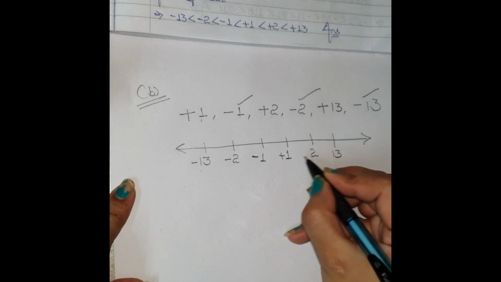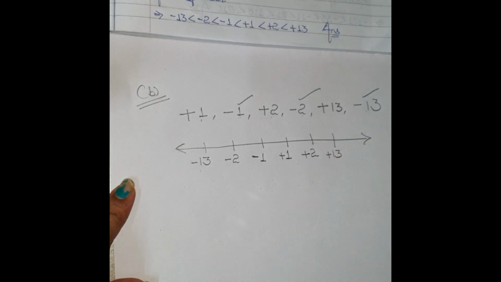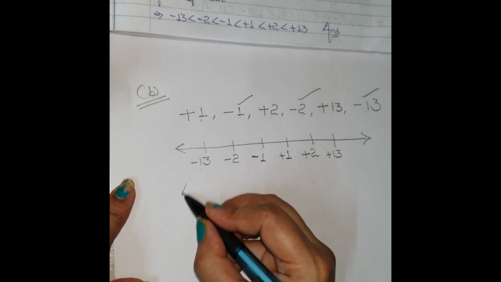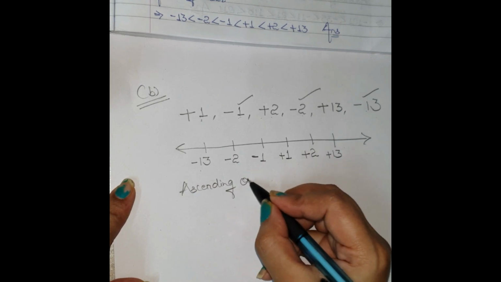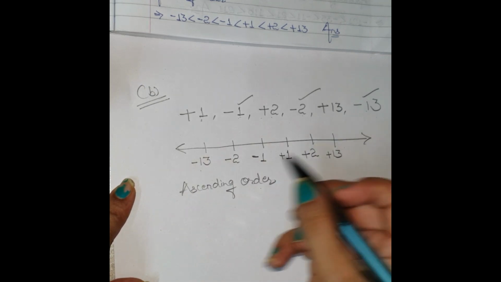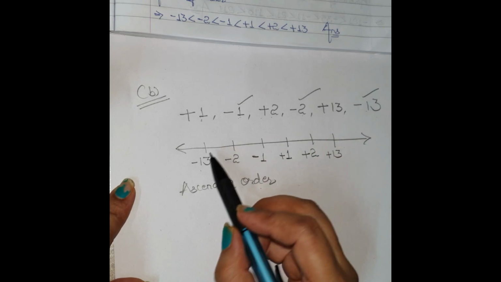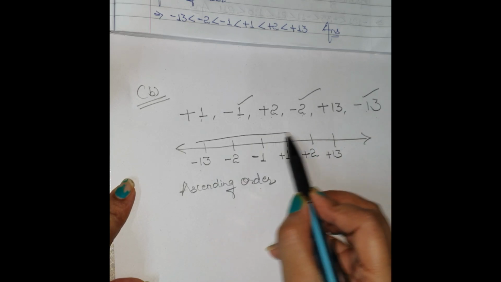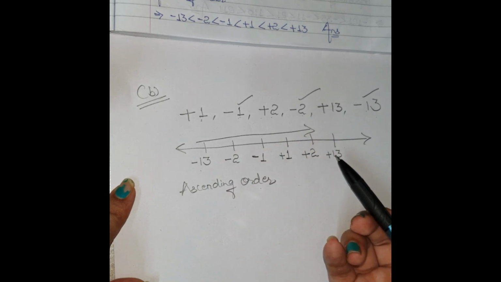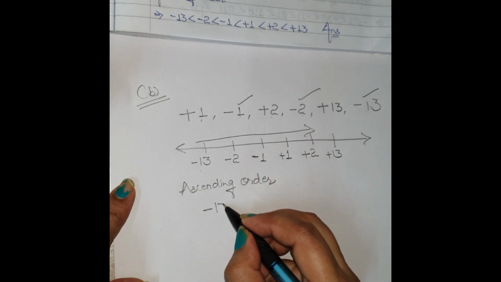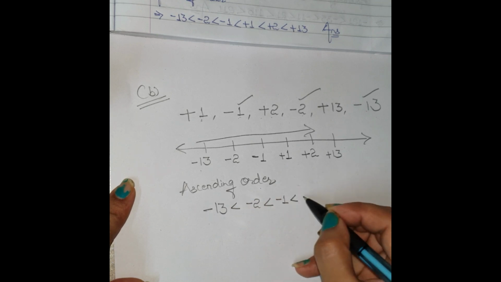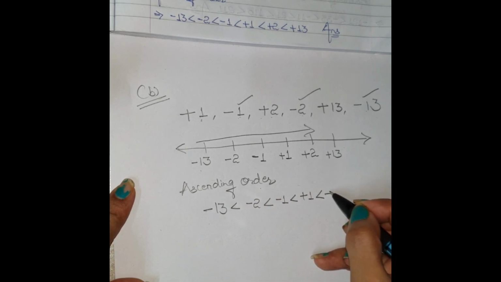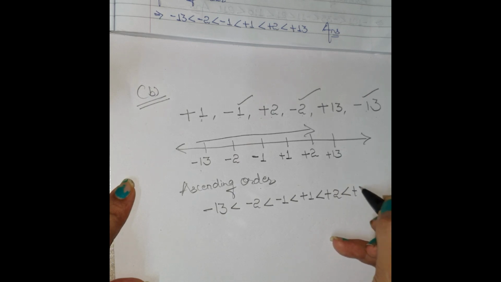Okay, you can put the sign also along with the integer, the positive sign. So see, once you have arranged the numbers, then again as I told, it is simple. Once you arrange them on the number line, then you can easily write them in ascending order. From here, move from here to that side, it is in ascending order only. So -13 will come first, then -2, -1, +1, +2 and finally +13.